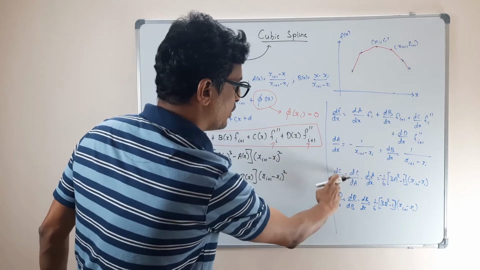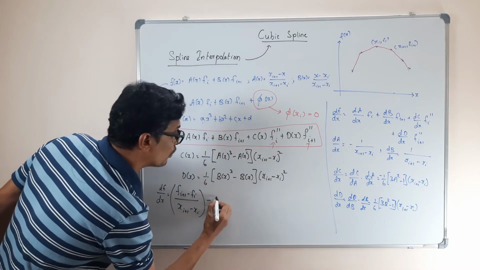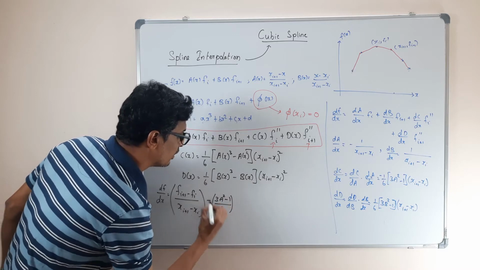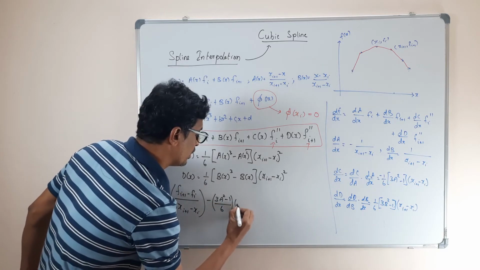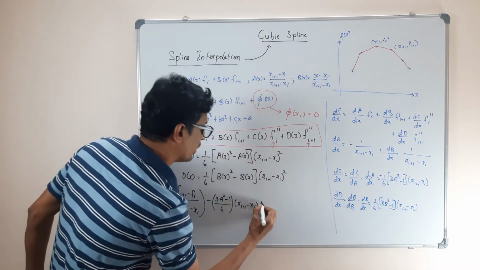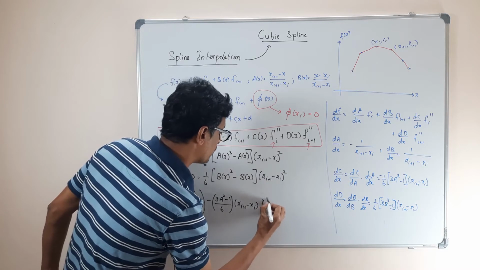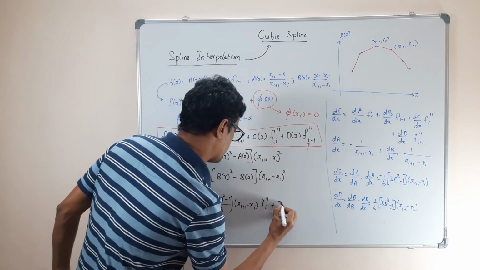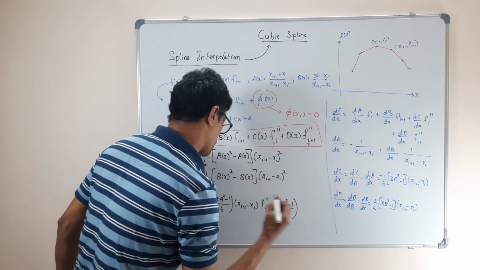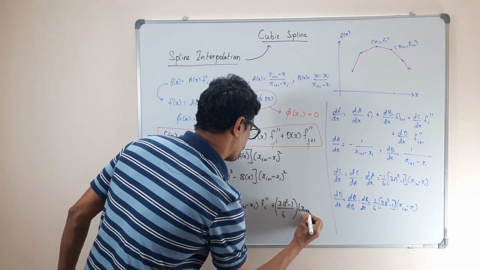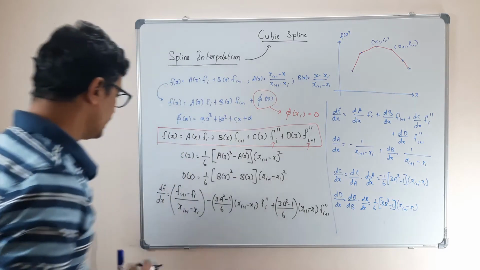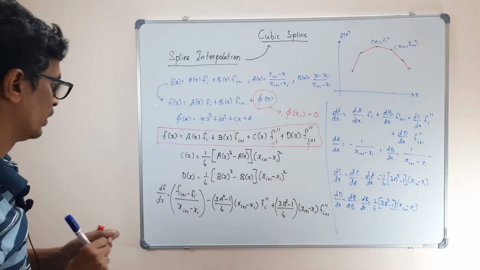dC by dx is equal to minus (3a square minus 1) by 6 into (xi plus 1 minus xi) times f of I double prime, plus (3b square minus 1) divided by 6 into (xi plus 1 minus xi) of f of I plus 1 double prime. So this is what our first derivative is.